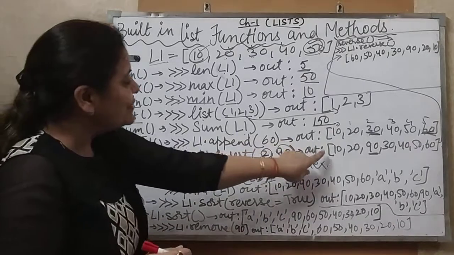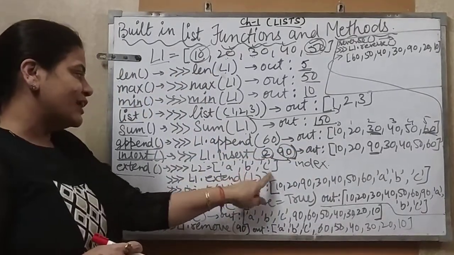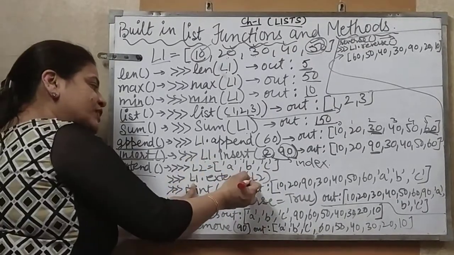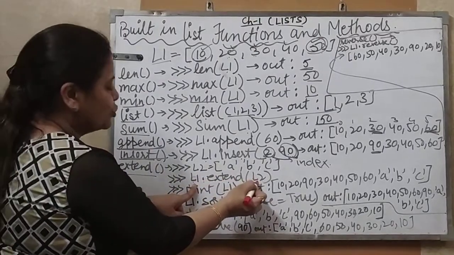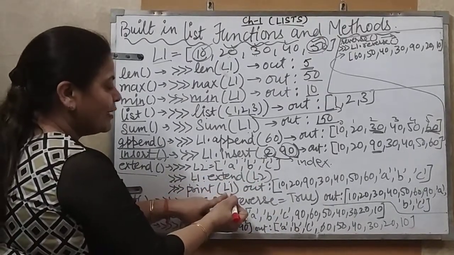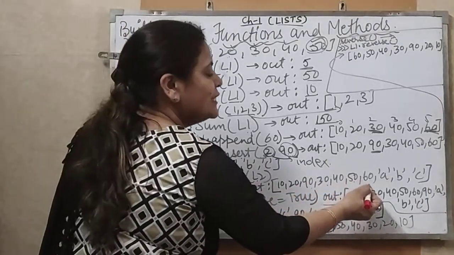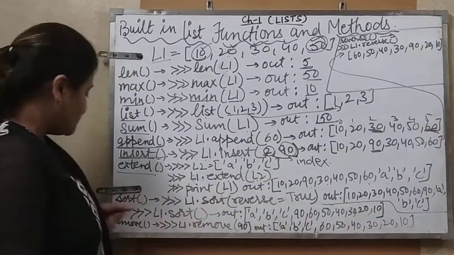Now extend means if I want to add a list to a list, then I'll use the extend function. Suppose my list 1 is this one and I want to add list 2, that contains the values A, B, C, and I want to add the values of list 2 in my list 1. Then I'll write L1 dot extend L2, and if I write print L1, it will give me the values 10, 20, 90, 30, 40, 50, 60, A, B, C because it will add the list at the end.